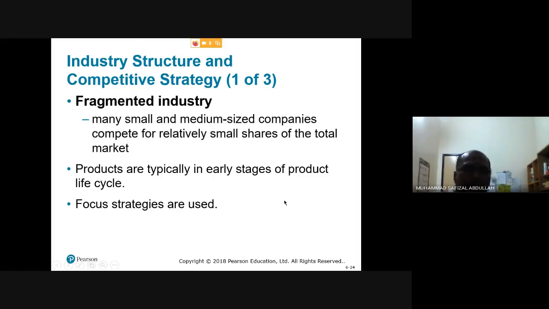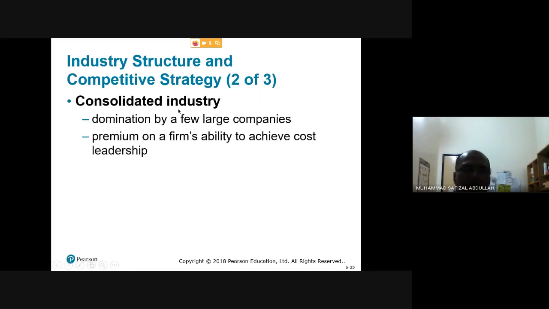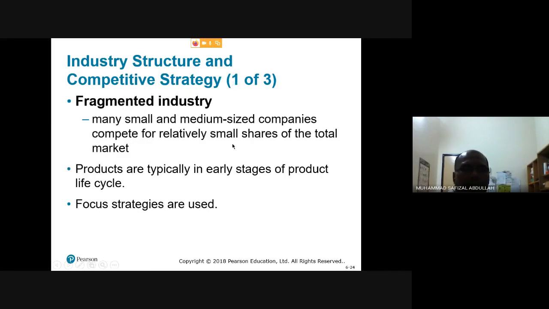When we talk about industry structure, we have two types of industry. Number one, we have fragmented industry. Number two, we have consolidated industry. Okay, what is a fragmented industry, class? A fragmented industry is an industry where we have many SMEs, many small firms, that compete for a relatively small share of the total market. So that is what we call fragmented. Fragmented means scattered in pieces. It means that there are many small players in the industry scattered everywhere. That's why it is called fragmented.